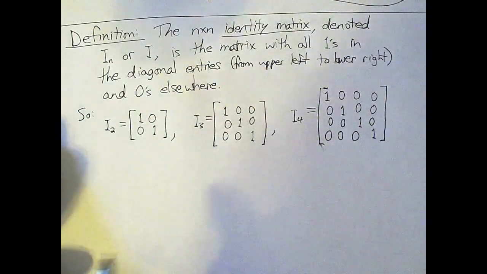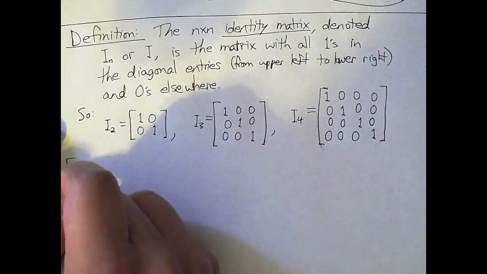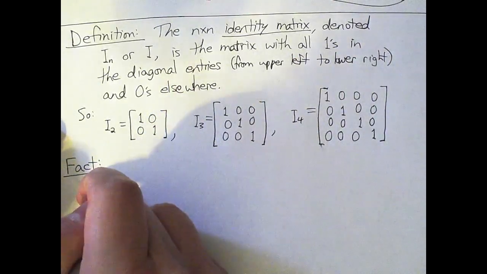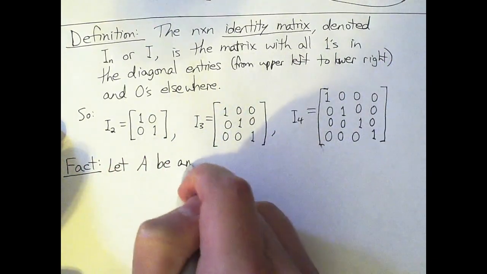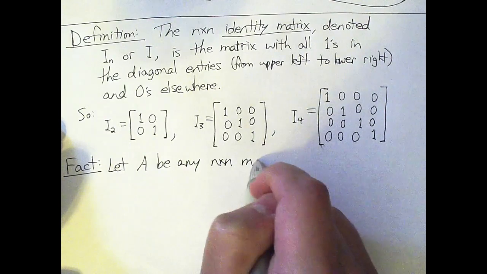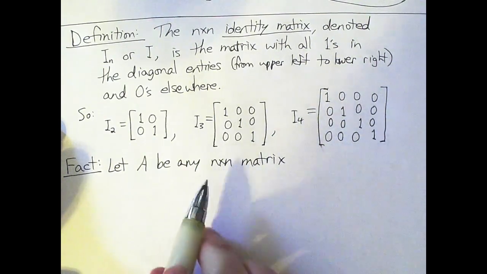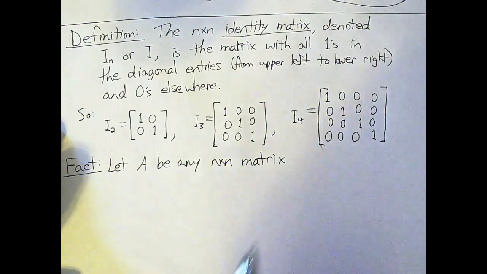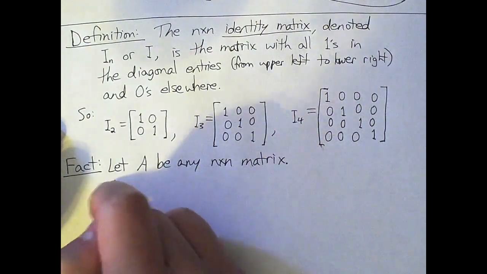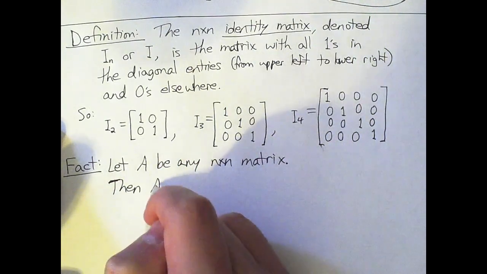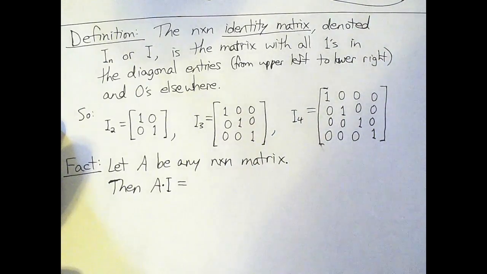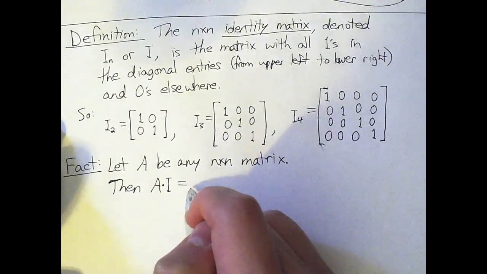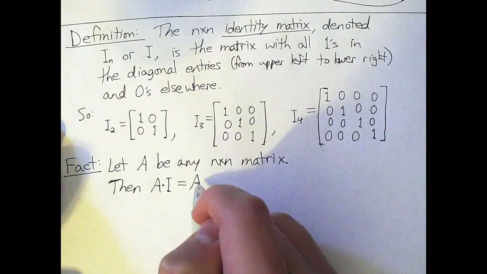Now, why is this matrix useful? I'll tell you a fact about this matrix. Let A be any n by n matrix. We call this a square matrix because the number of rows and columns are equal to each other. The fact is, when we do matrix multiplication with I, like A times I, it turns out that it just equals A.